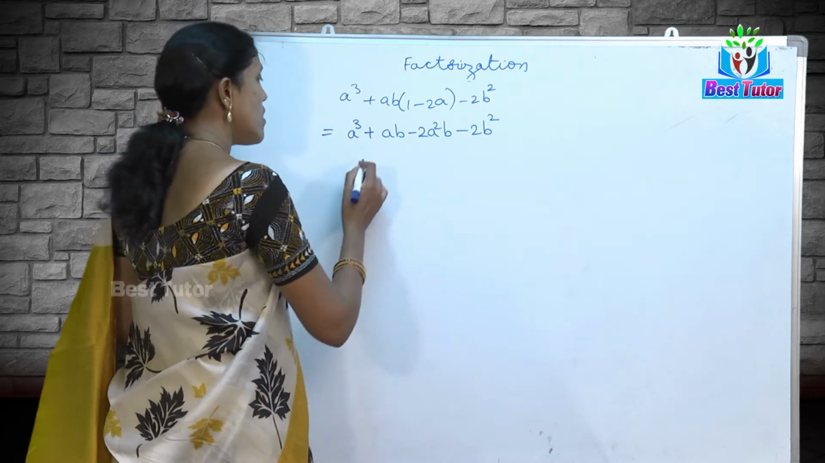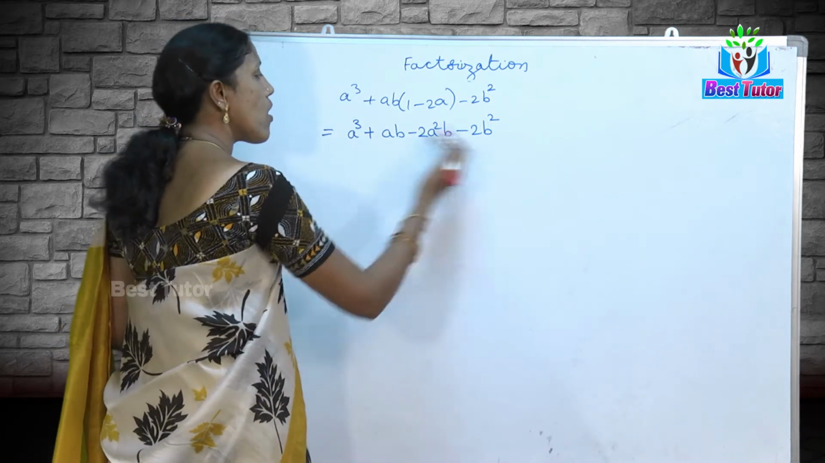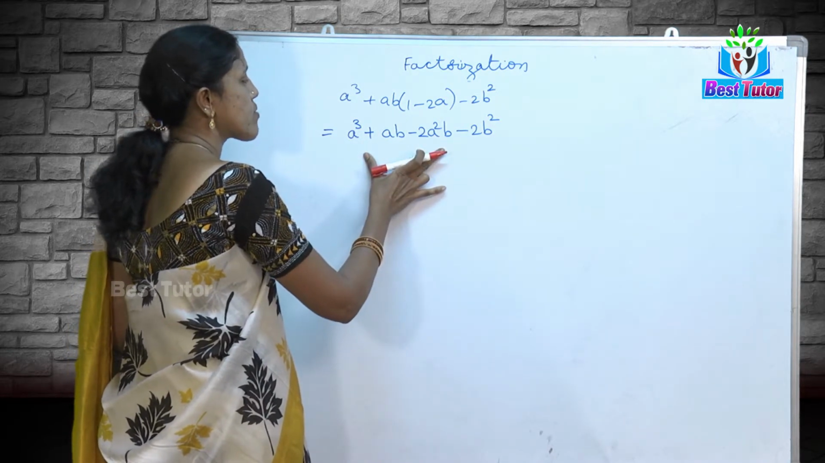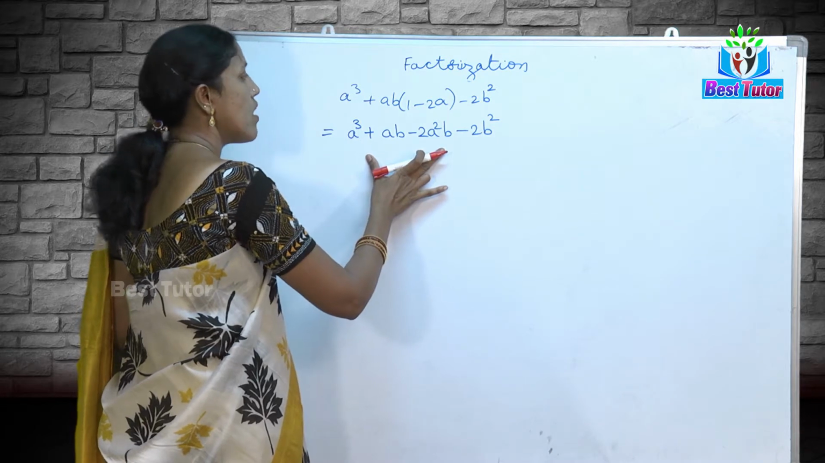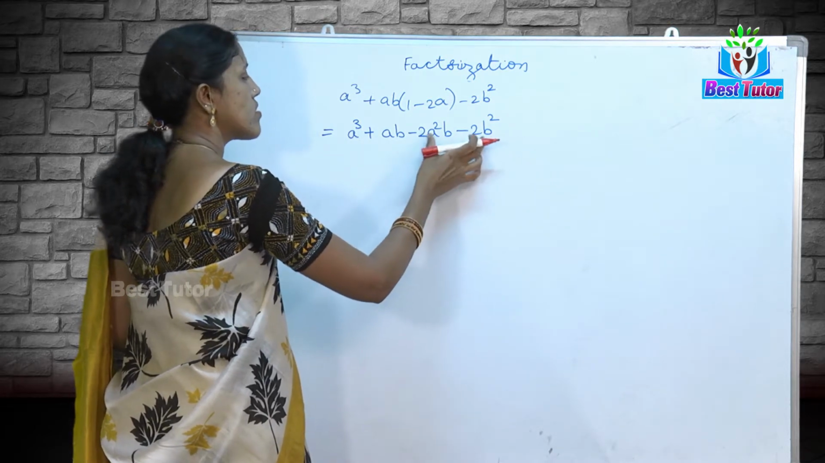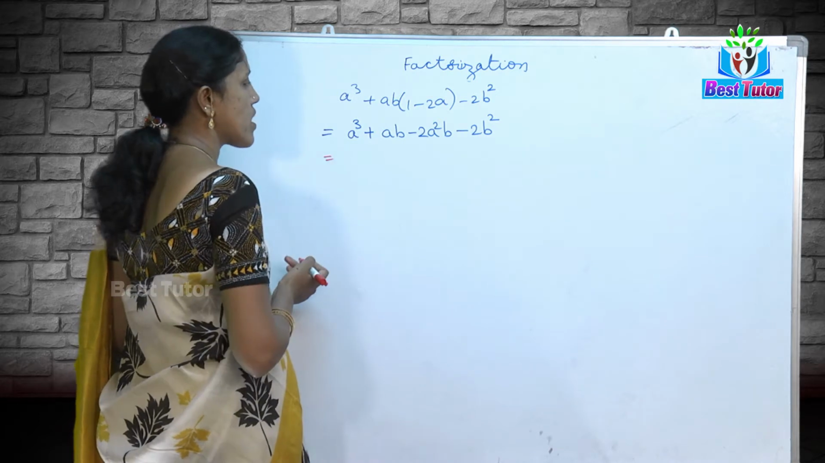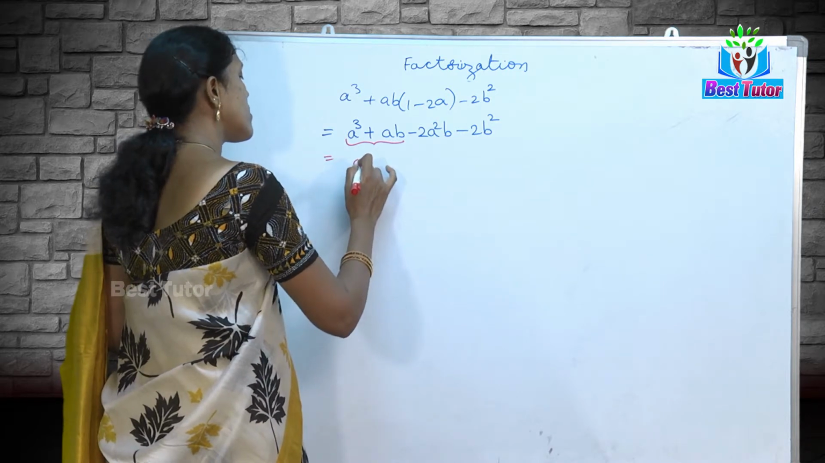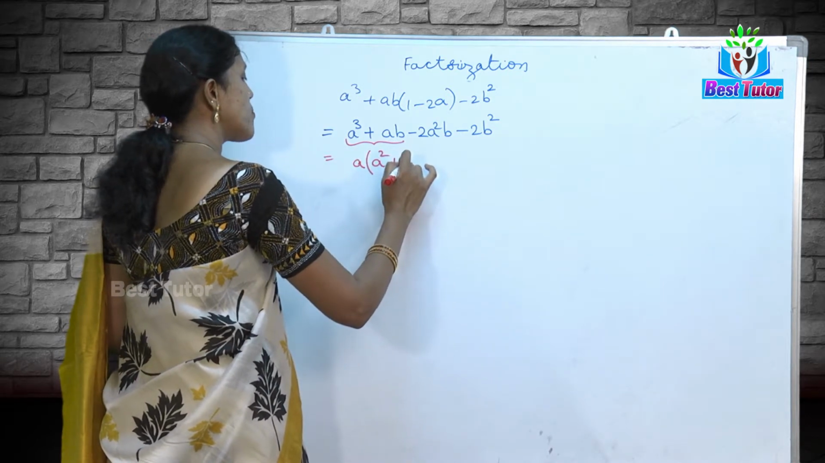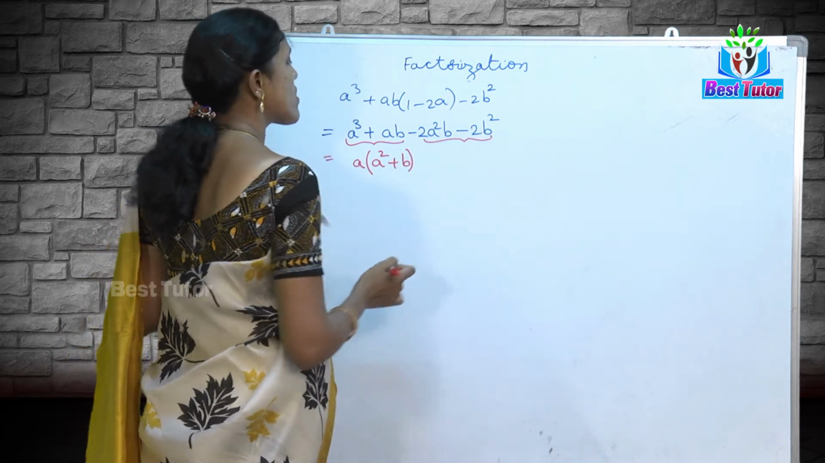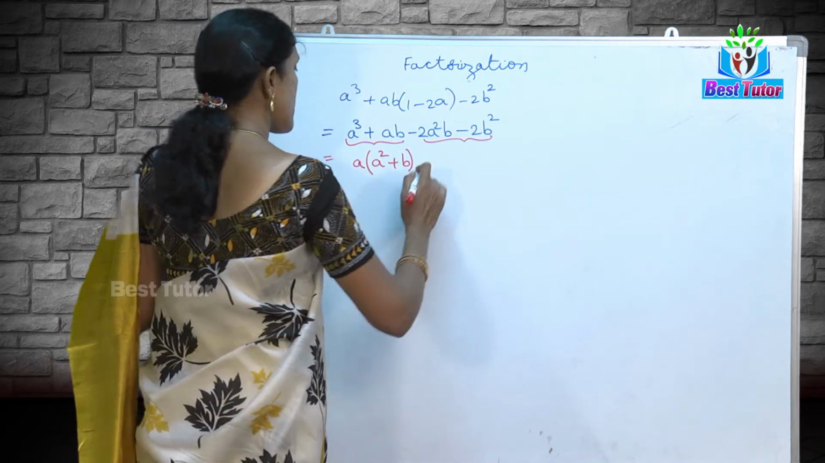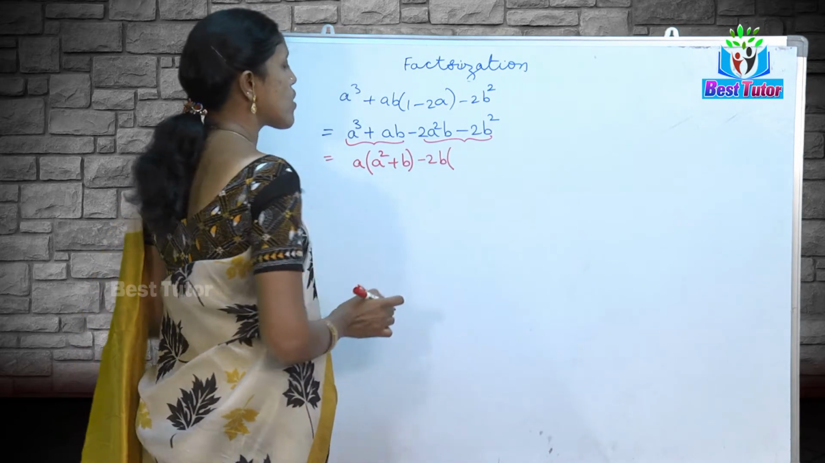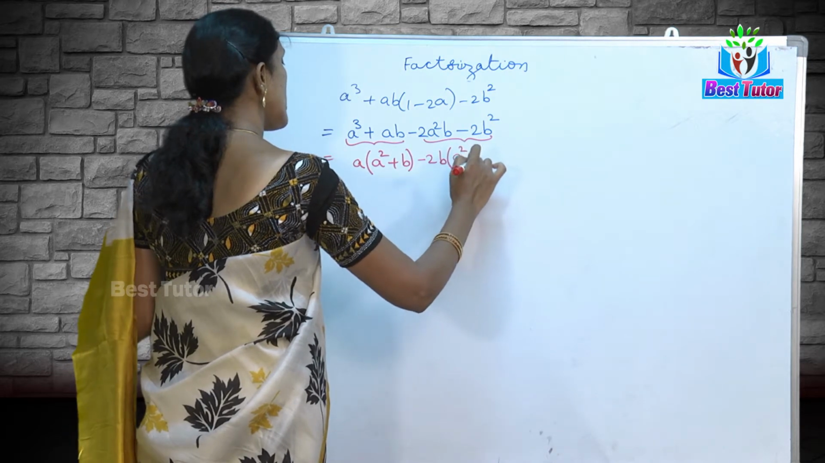How am I going to do it? Is there any common factor in all the 4 terms? No. a cube, ab, 2a square b, 2b square. The first 3 terms have a in common, right? And these 2 terms have 2b in common. As such we can't do it. Let us try another method. Let me try to take out a common factor in these 2: a square plus b. And in these 2 terms, what is common? Minus 2b, isn't it? So minus 2b is common. If we take out minus 2b common, we'll have a square plus b.